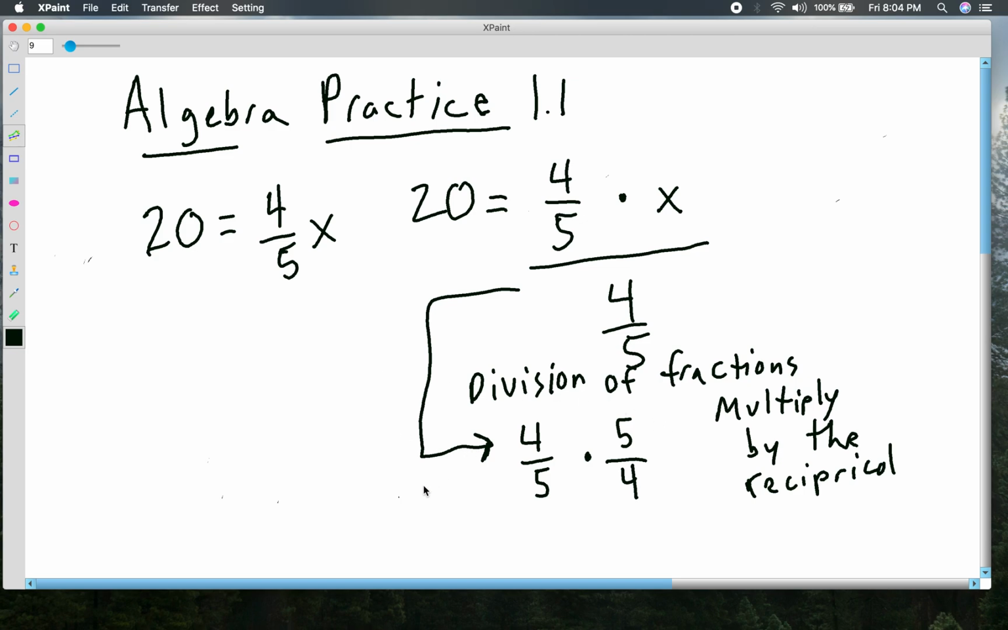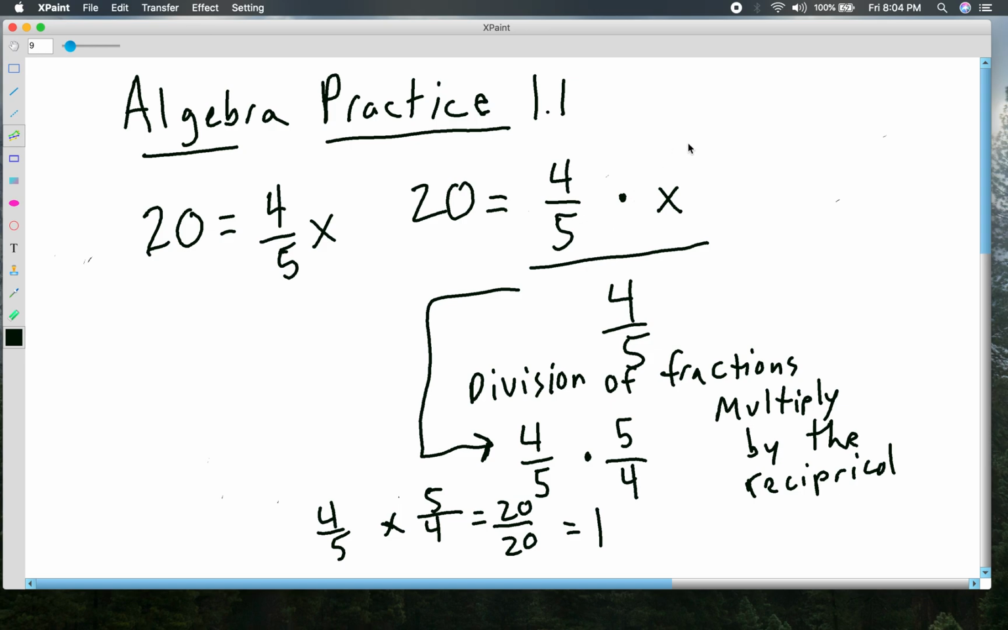Why? Well, let's go down here for a second. 4/5 times 5/4. Multiplication and division of fractions is great because you don't have to worry about a common denominator. 4 times 5 is 20. 5 times 4 is 20. Any number divided by itself is equal to 1. We did, in fact, isolate x over here because we multiplied by the reciprocal. We divided by 4/5, which means we multiply by the reciprocal 5/4 to isolate x.